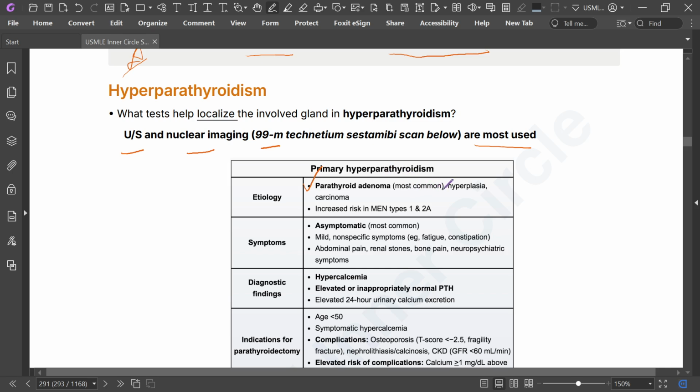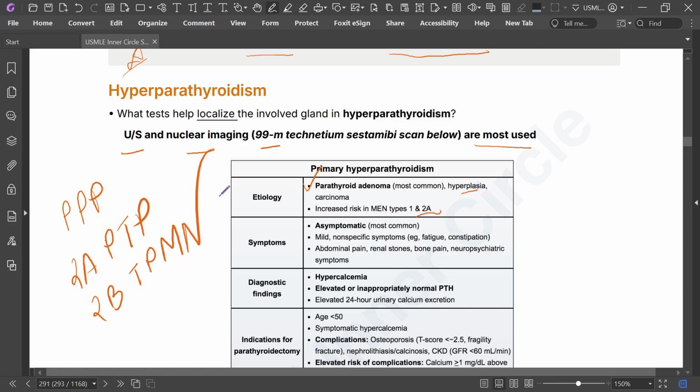Primary hyperparathyroidism etiology: the most common is parathyroid adenoma. It may also be hyperplasia or carcinoma, and it increases the risk of MEN1 and MEN2A. MEN1 is pituitary, pancreas, parathyroid. MEN2A is parathyroid, thyroid, pheochromocytoma, and 2B is thyroid, pheochromocytoma and mucosal neuroma.